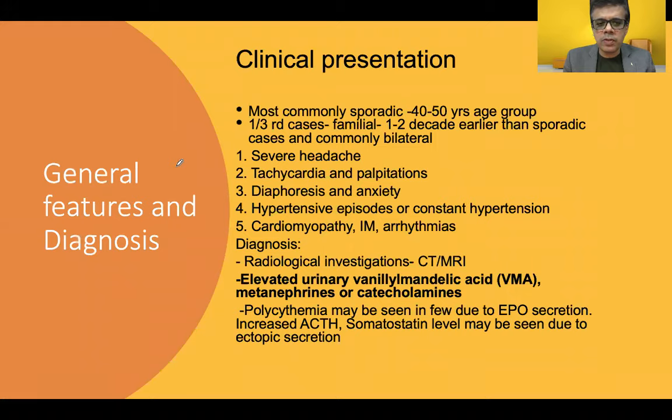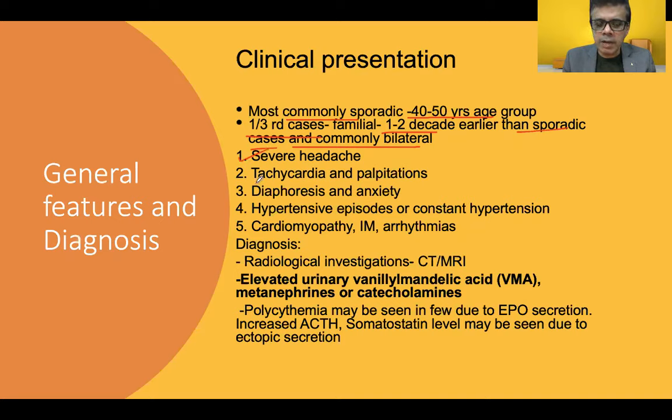So coming to the general features and the diagnostic modalities that are used, it is very commonly seen in the 40 to 50 year age group, and it's most commonly sporadic. 1/3 of the cases are familial, and 2/3 are sporadic in nature. In familial cases, the most common age group is around 30 to 40, 1 to 2 decades earlier than that of sporadic cases, and they are commonly bilateral. So familial cases are commonly bilateral, whereas sporadic cases are unilateral. That you must remember.